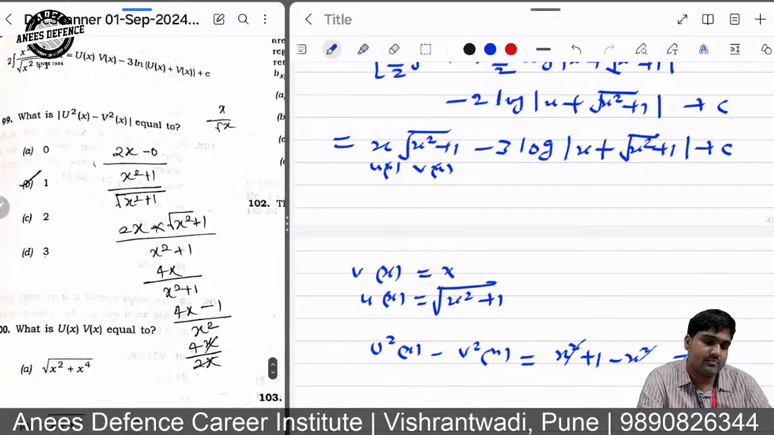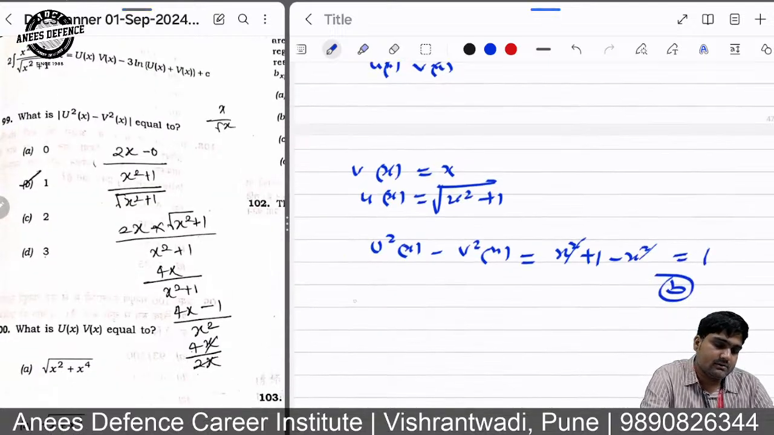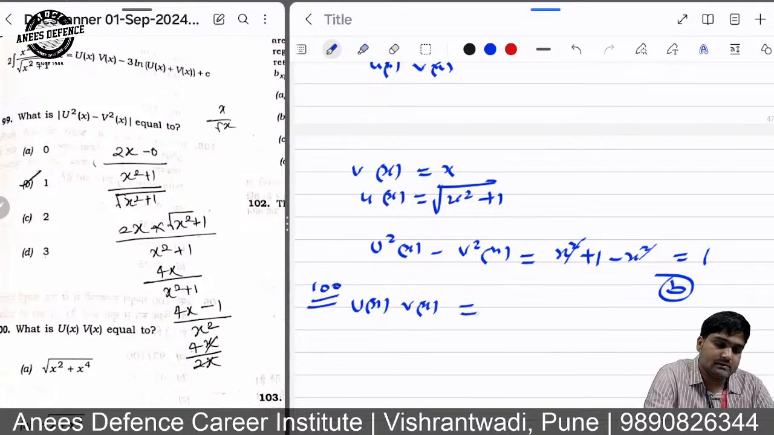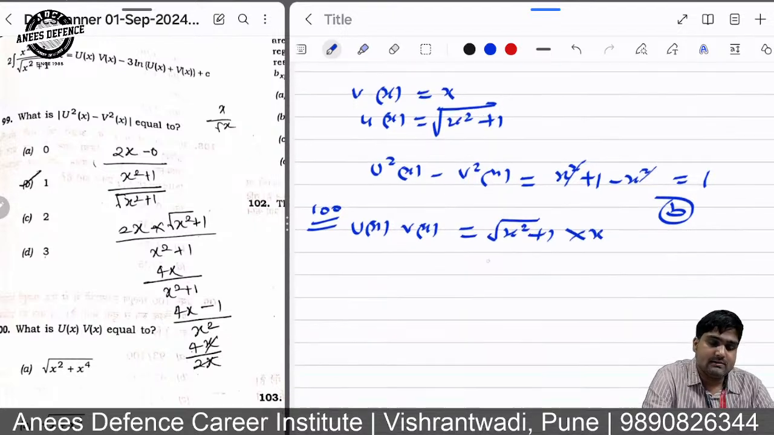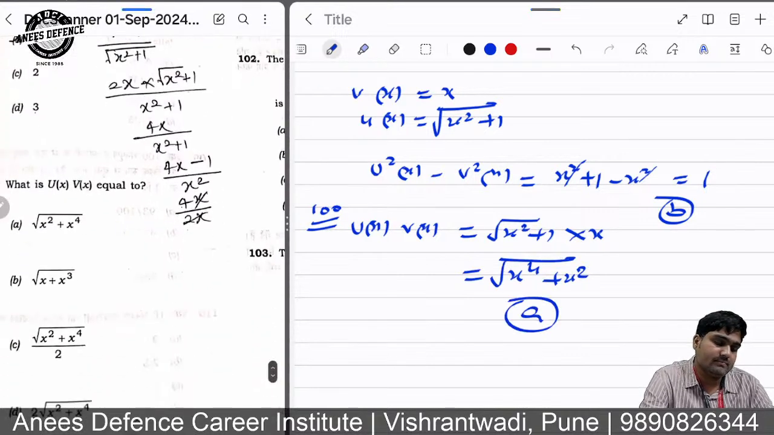Okay, now find the product of u of x into v of x, question number 100. It's x times root of x square plus 1. When x goes inside the root, it becomes a square. So it's x square into x square plus 1, that is x to the power 4 plus x square, all under the root. So option A is the correct answer for question number 100.